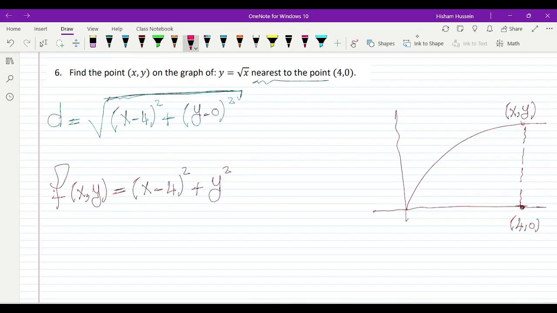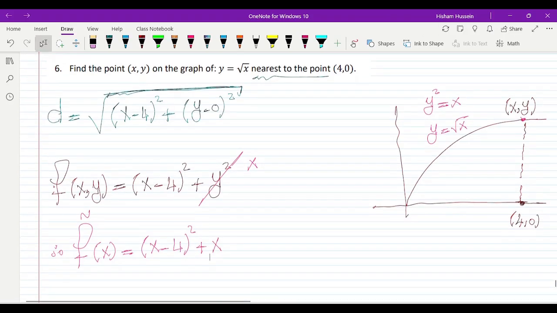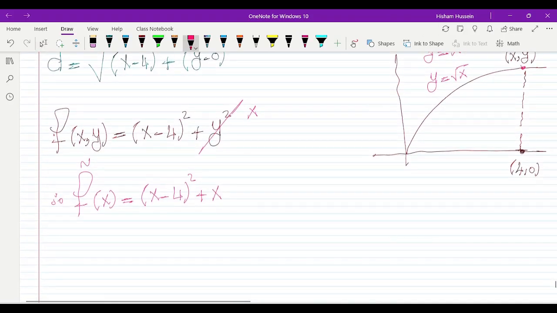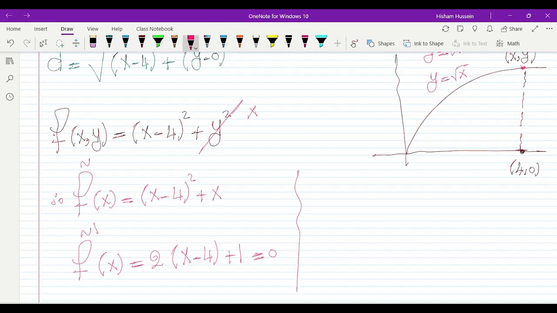But here, this point is located on the curve y equals root x. So squaring it, y squared will be x. Then replace y squared by x. Then the modified objective function f of x will be (x minus 4) squared plus x. To find the minimum distance, find the derivative of this function. F modified dash will be 2 times (x minus 4) plus 1. Equate this to 0. Then 2x minus 8 plus 1 equals 0. This leads to x equals 3.5.